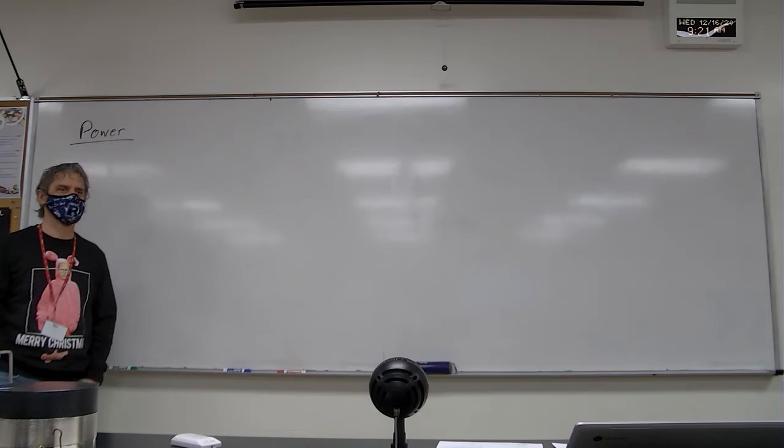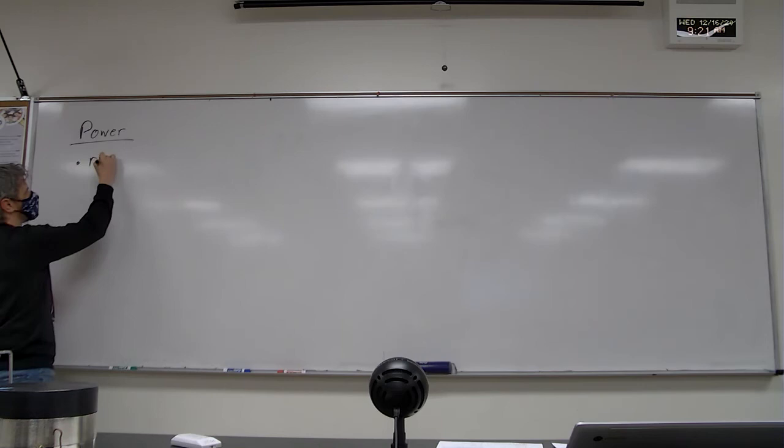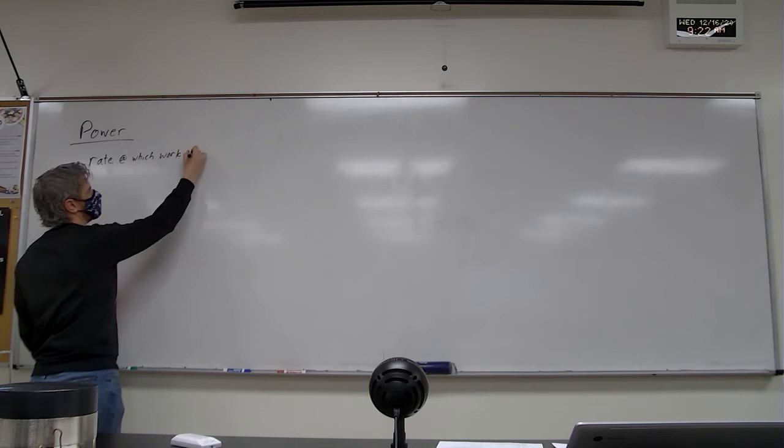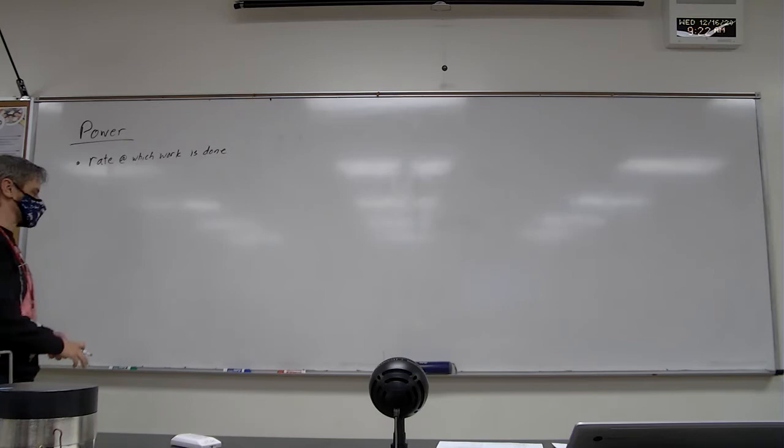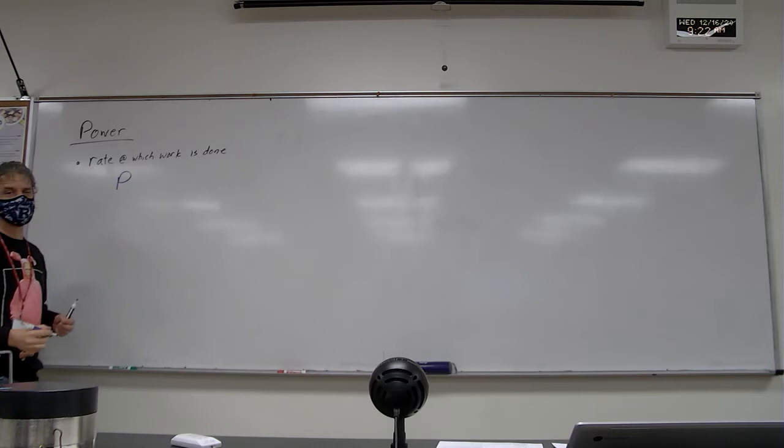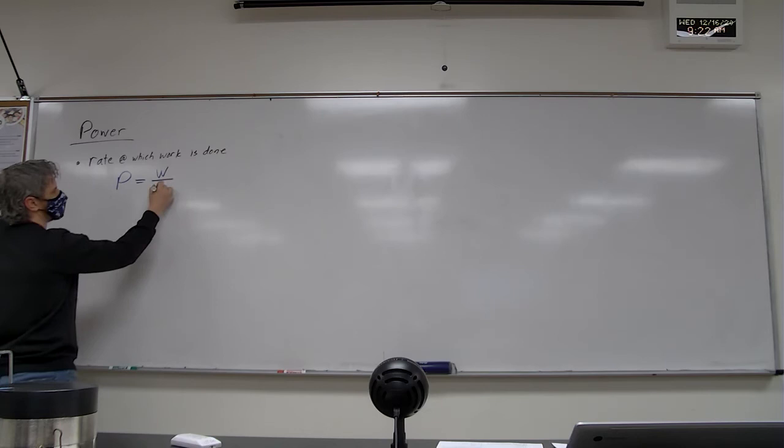And so power, there's a couple ways that I like to think of it. It's the rate at which work is done. So if we're thinking of it in terms of that, the equation I could just write as power, which is capital P, is equal to work, capital W, over time. That's not what's on the formula sheet. I'll go over what's on the formula sheet in a minute.